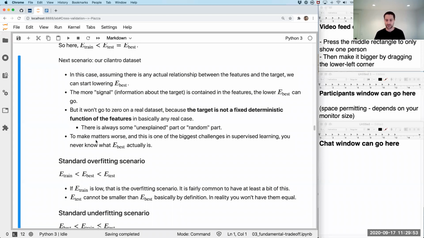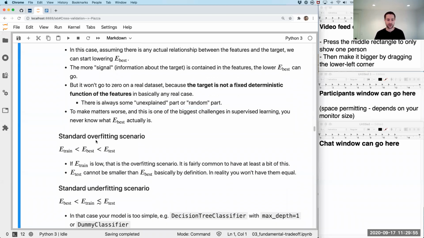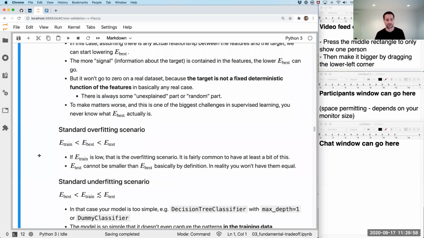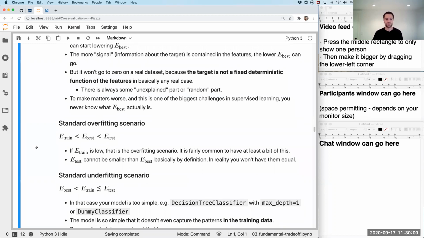Okay. So let me talk about some important terms in machine learning called overfitting and underfitting. A very common scenario you're going to be in is this one here, and we saw that earlier. If we make a crazy deep decision tree, we can basically make E-train 0. We can perfectly label every training example by doing lots and lots of splits. And so you can get E-train to be very small or 0.